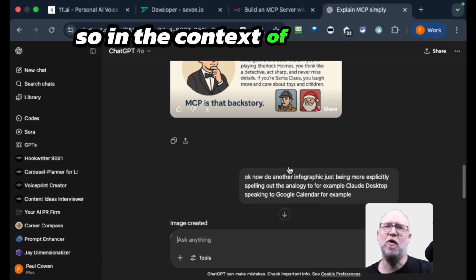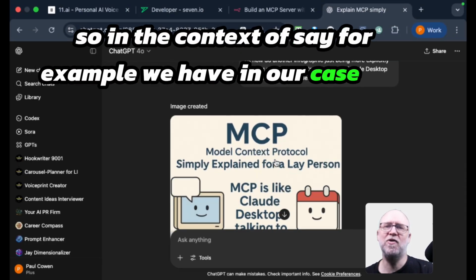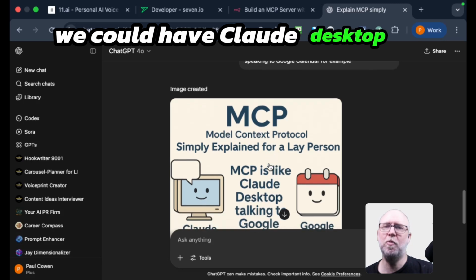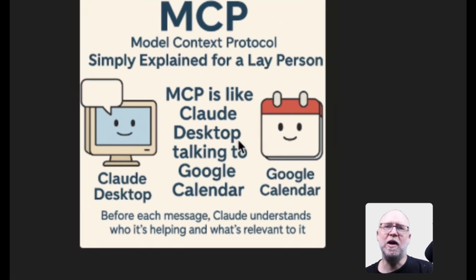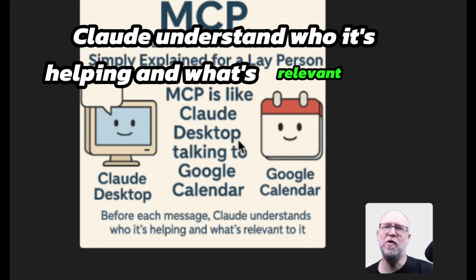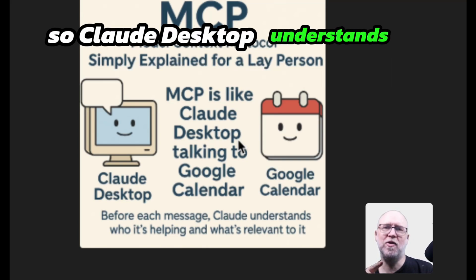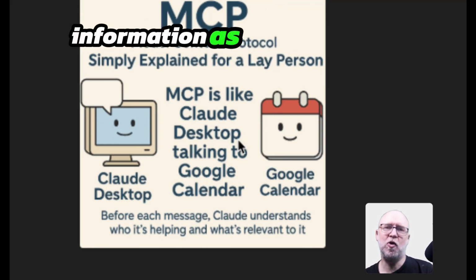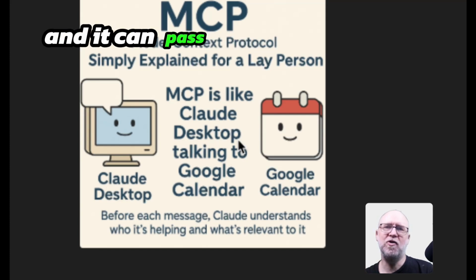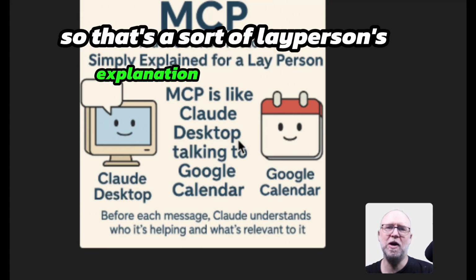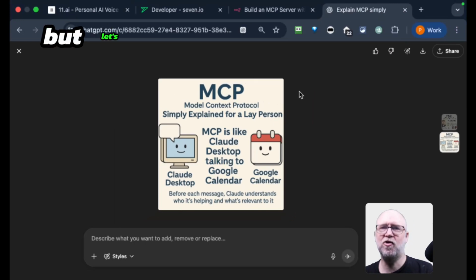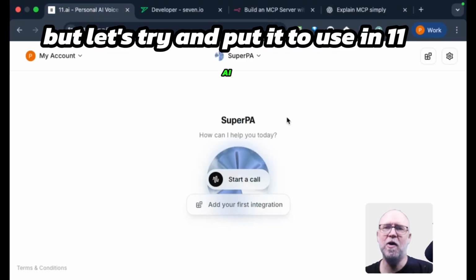So in the context of, for example, 11AI, we could have Claude Desktop, which is also an MCP client. Basically, Claude Desktop talks to Google Calendar. And before each message, Claude understands who it's helping and what's relevant to it. Claude Desktop understands the sort of information that's required for Google Calendar, and it can pass that information in the right way. So that's a sort of layperson's explanation of an MCP server. But let's try and put it to use in 11AI.